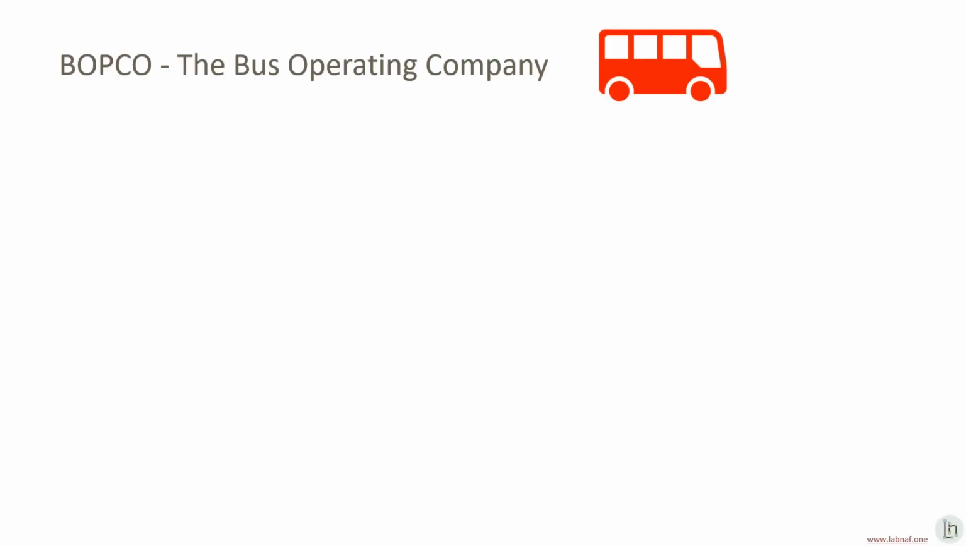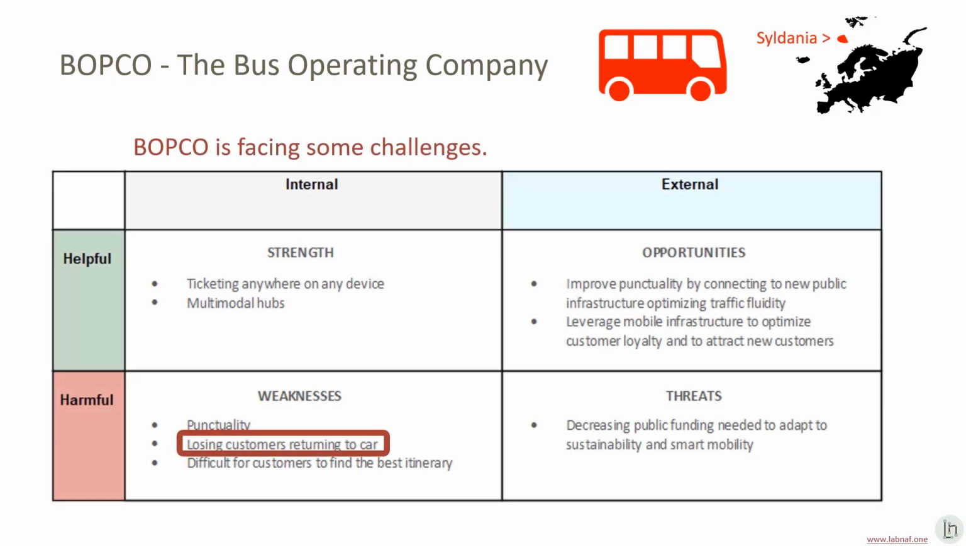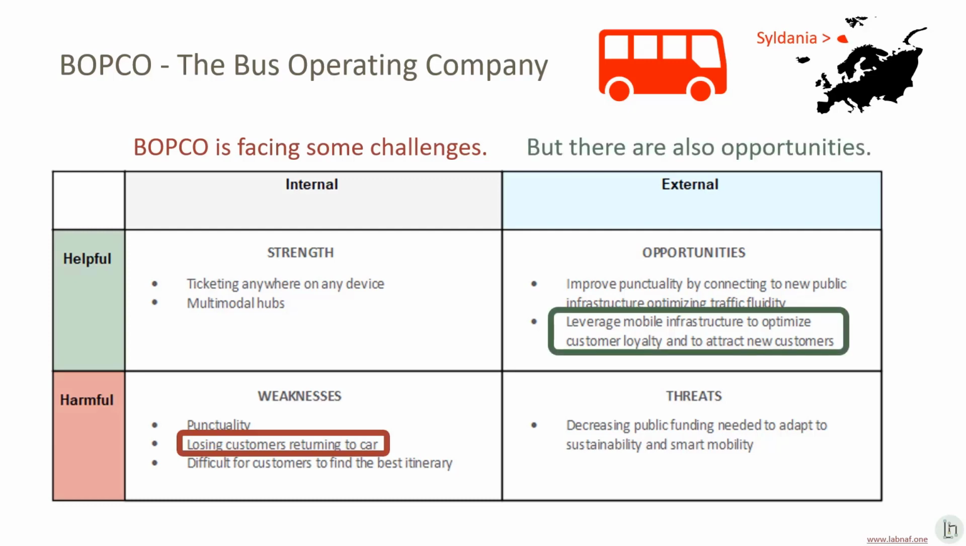So the case study is about Bobco, the bus operating company. They are operating in Sildania, which is somewhere in the north. And Bobco is facing some challenges, like losing customers returning to their car because of COVID. But there are also some technology opportunities to improve customers' loyalty and to attract new customers.